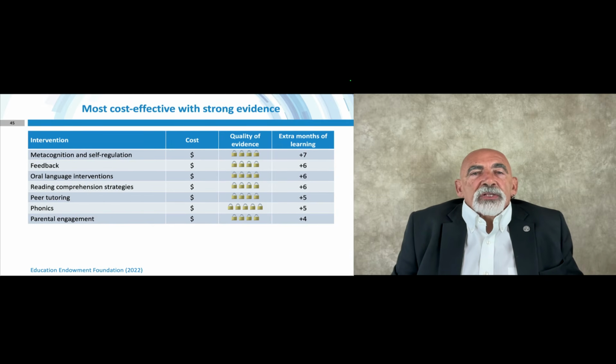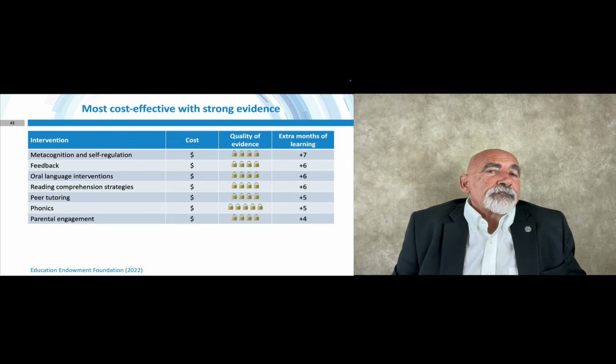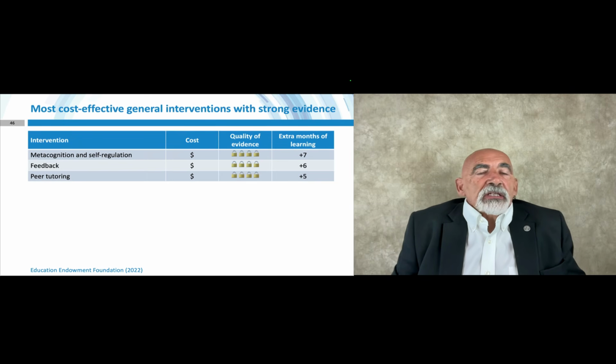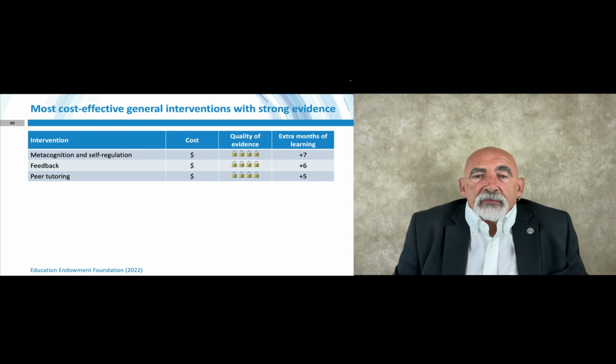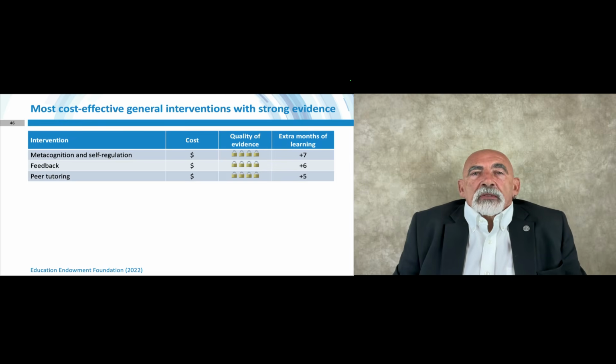I'm going to pick on the ones that are most cost effective with strong evidence. So there's 7 of them there, but some of them are very much specific to an age range. So let's look at the most cost-effective general interventions with strong evidence. There's 3: metacognition, feedback, and peer tutoring.